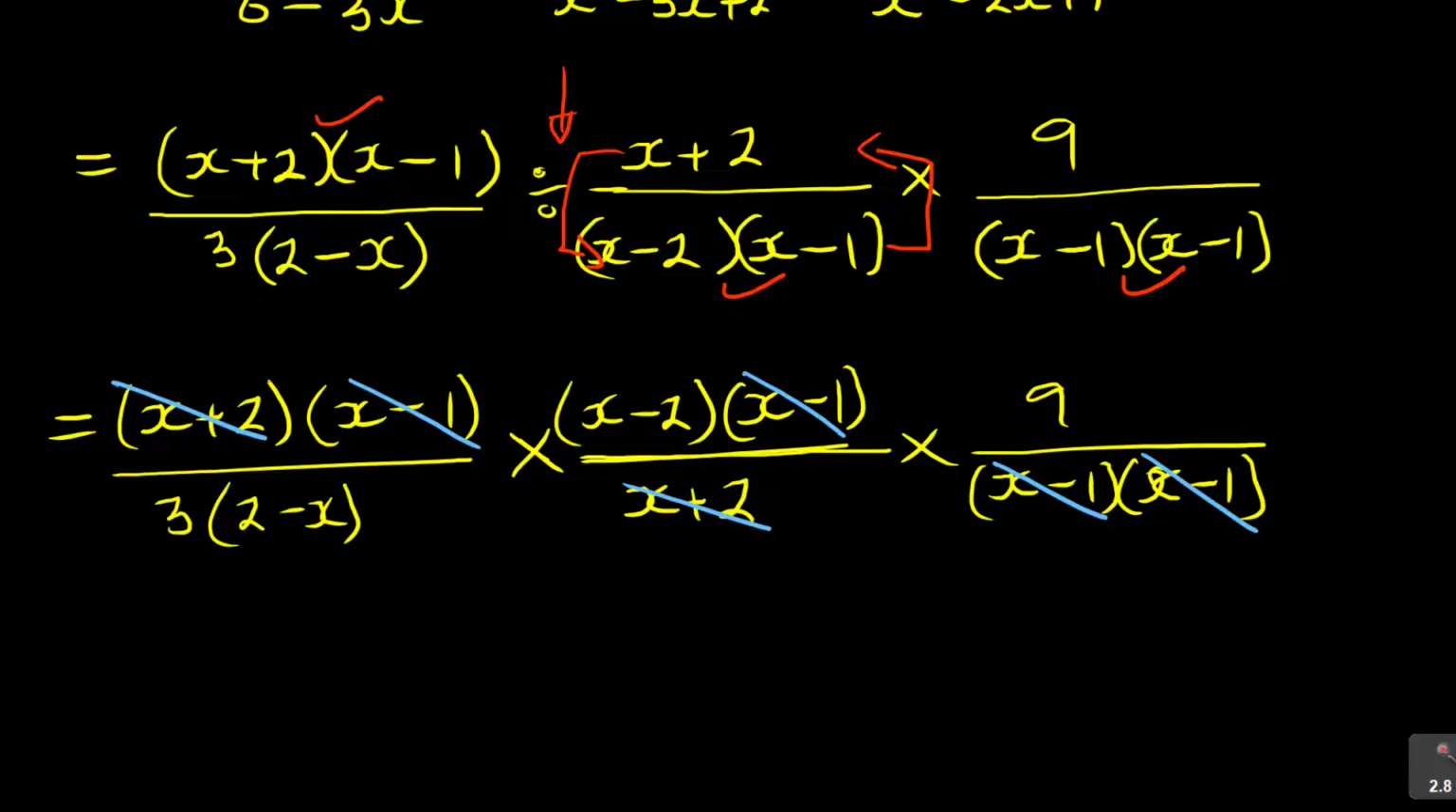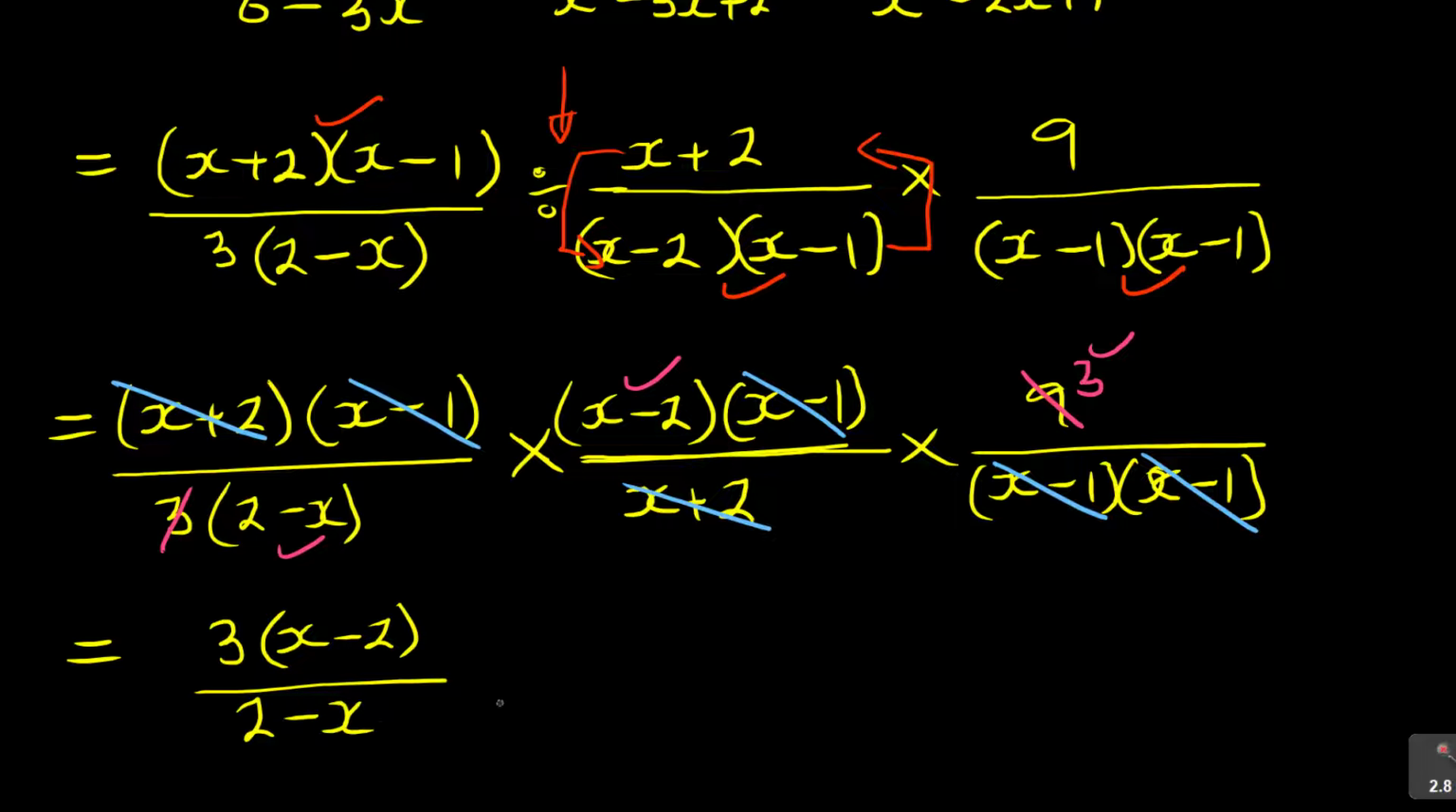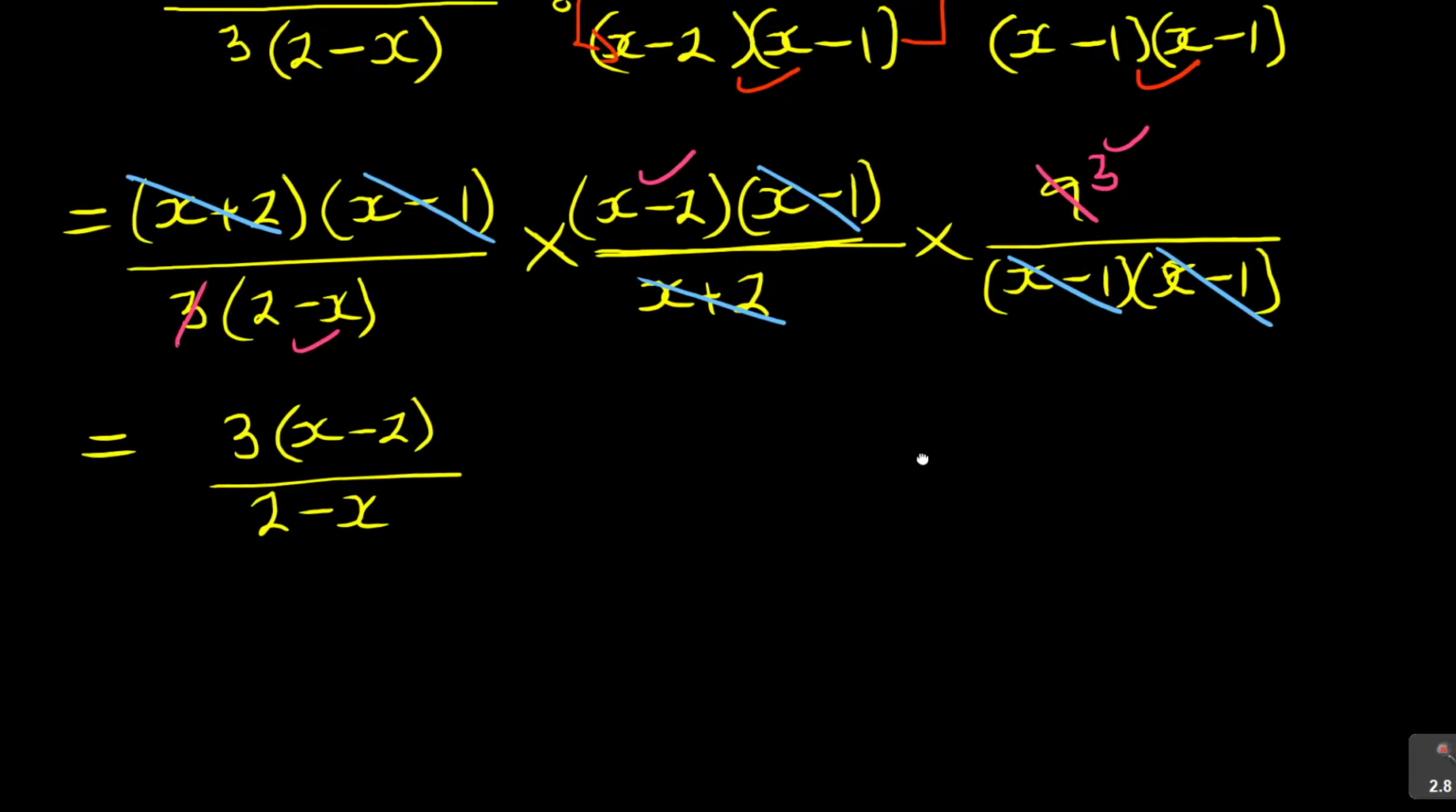And what else am I having? I've got a 3. Look at this. I've got a 3 into 9. It goes 3 times. So what am I having? This is remaining, that is remaining, and that is remaining. So my answer becomes 3 bracket x minus 2 over 2 minus x. Right. Be careful with such.